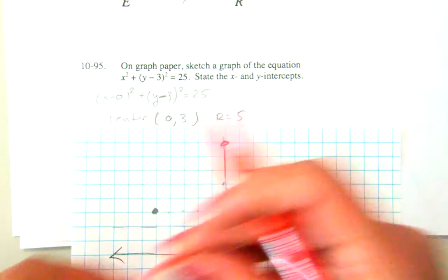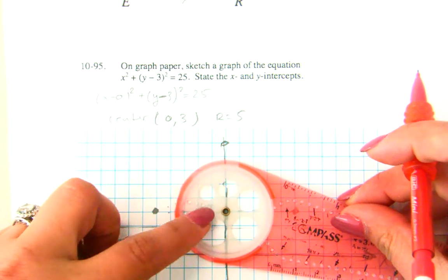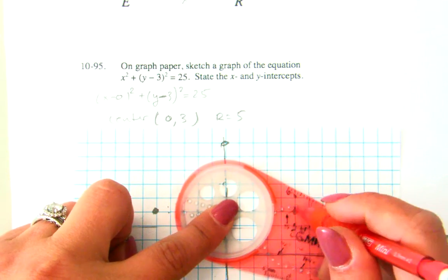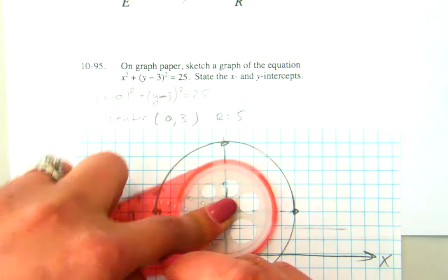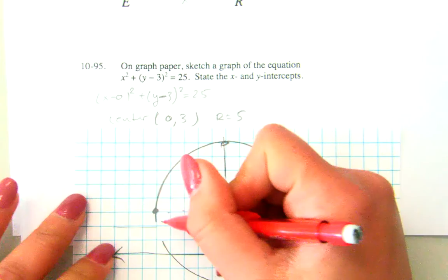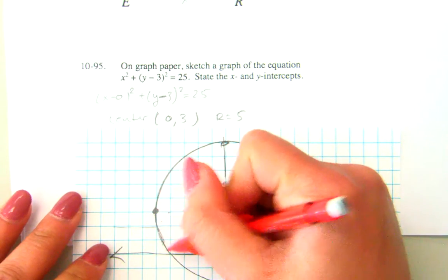So I'm going to put a dot here, hold it here, and draw a circle with a radius of 5. Oh, that's awesome. I love the compass.